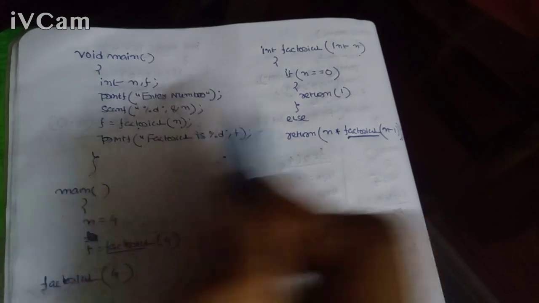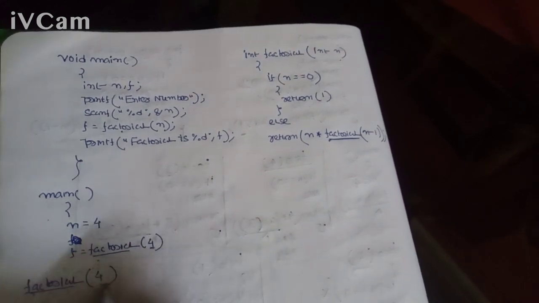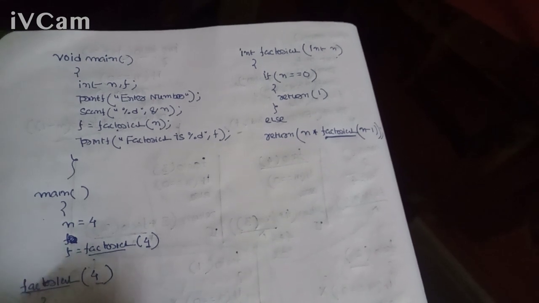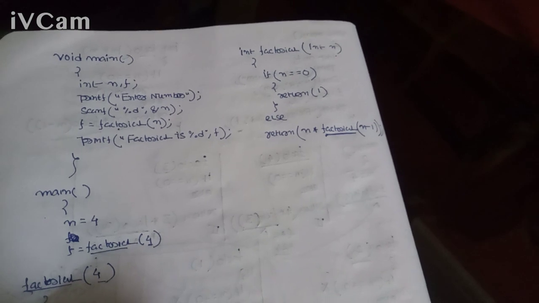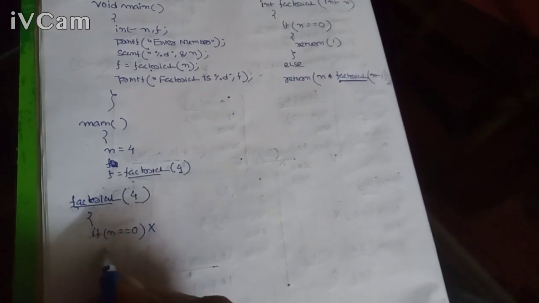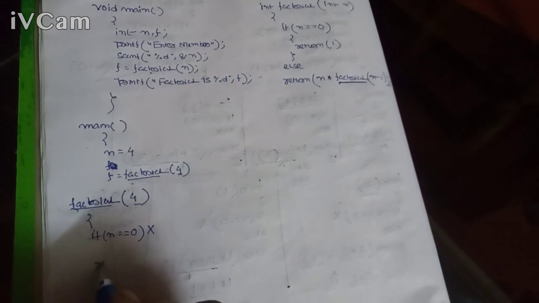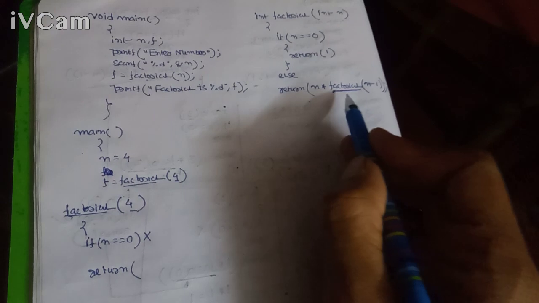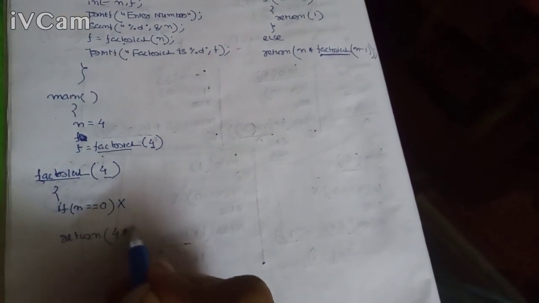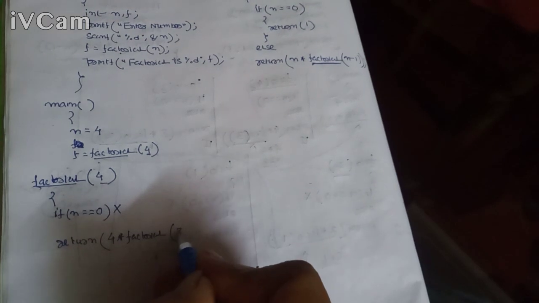From this factorial, it actually calls this sub function. Whenever we call this factorial, what is the value? That is 4. So it checks if n equals 0. It says no. The value of n is 4, so it is not equal to 0. Whenever it is not equal to 0, it goes to the else part. In the else part, it will return n into factorial n minus 1. That means it returns 4 into factorial of 4 minus 1, that is 3.